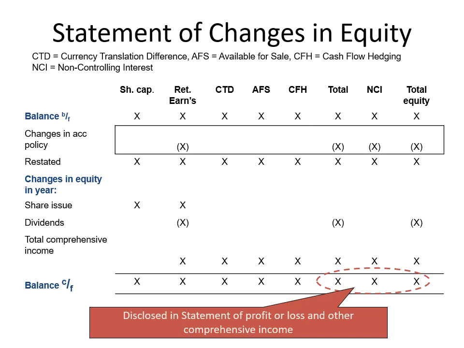So at the beginning, we have some changes in accounting policy, and then we make some restatement of the previous item, and then we have changes in equity in the year. For example, share issues, the dividend, and total comprehensive income. Then we total everything of the item and put it in this statement of changes in equity. The last three, as circled in the red color here, are especially any item that is disclosed in the statement of profit or loss and other comprehensive income.